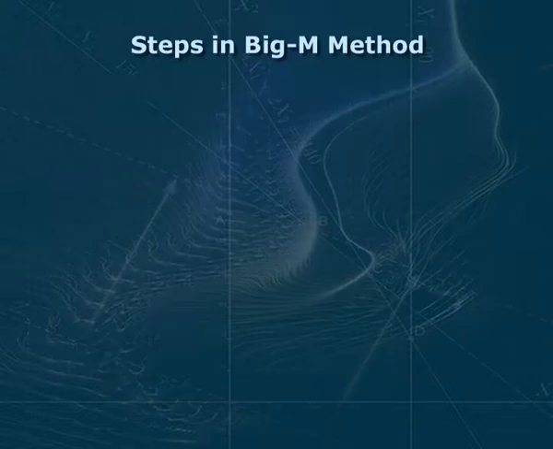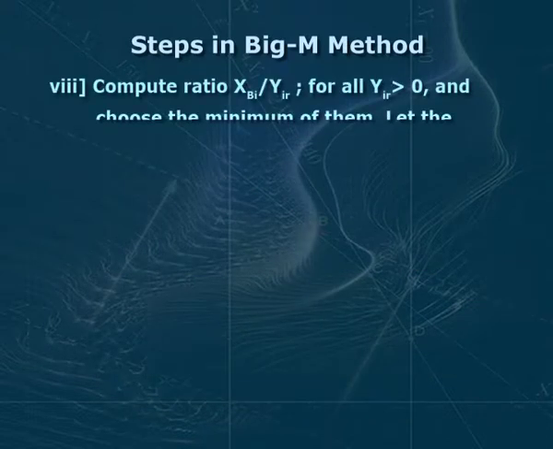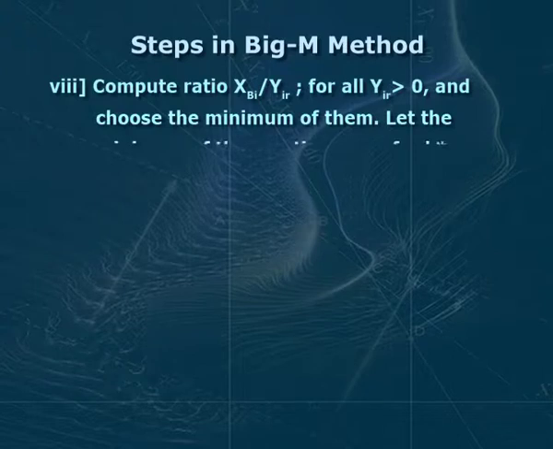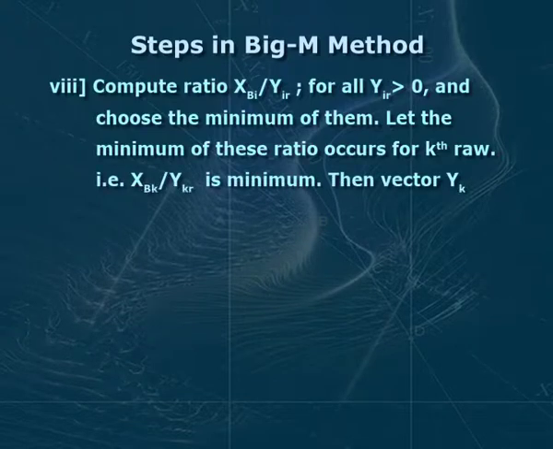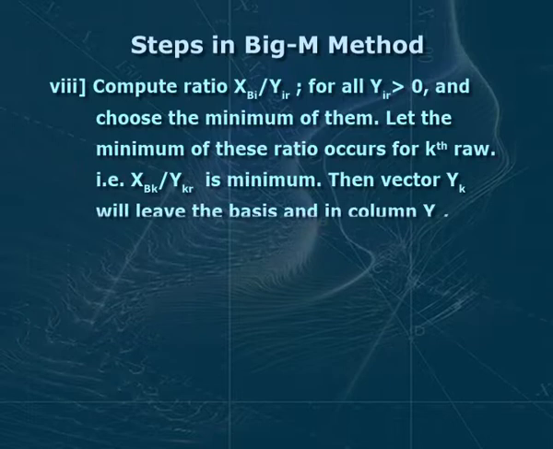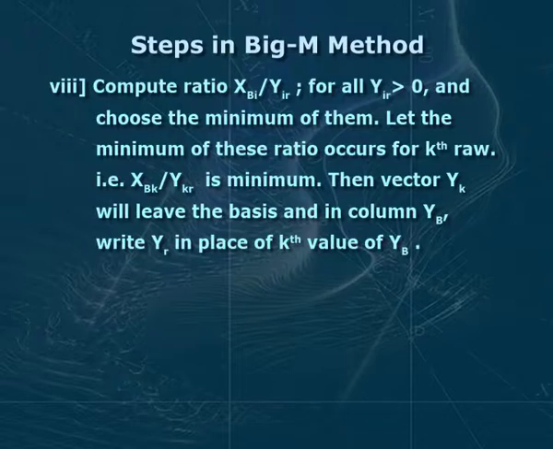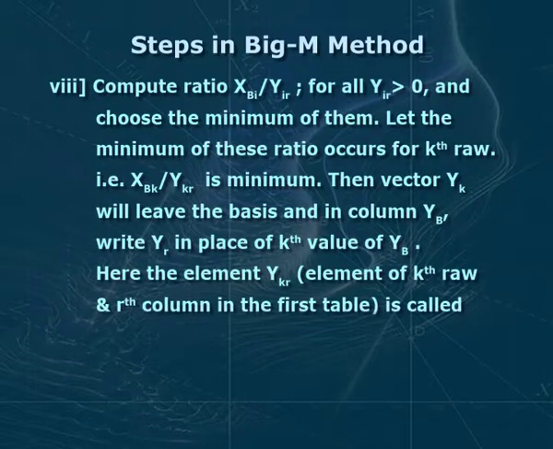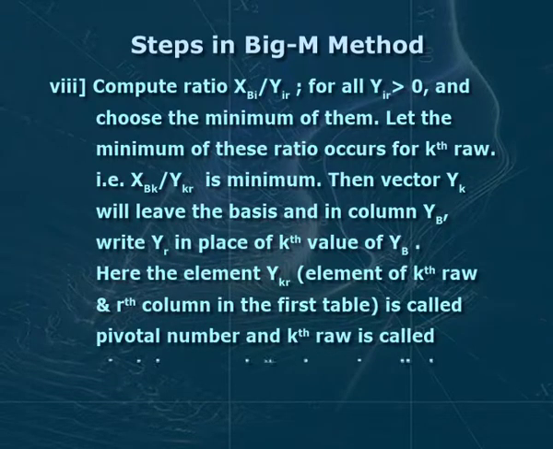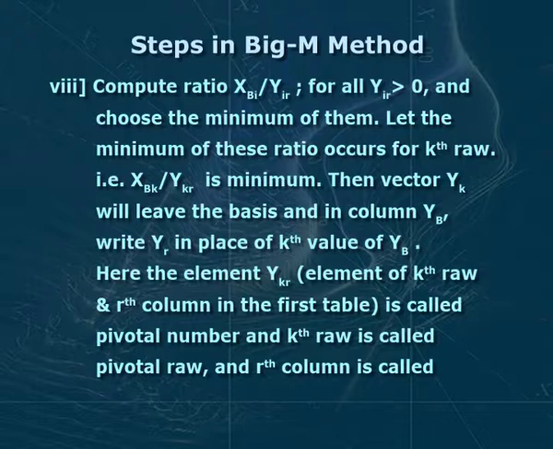Step 8. Compute the ratio xbi upon yir for all yir greater than 0 and choose the minimum of them. Let the minimum of this ratio occur for the kth row, that is xbk upon ykr is minimum. Then vector yk will leave the basis and in column Yb write yr in place of the kth value of Yb. Here element ykr, that means the element of the kth row and rth column in the first table, is called the pivotal number, and the kth row is called the pivotal row and the rth column is called the pivotal column.